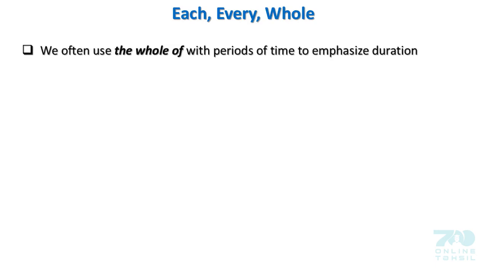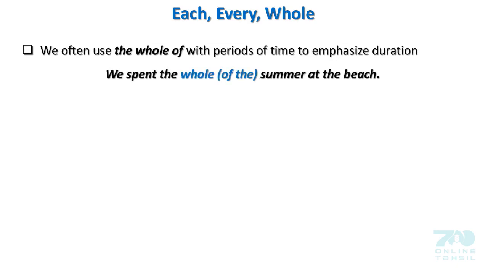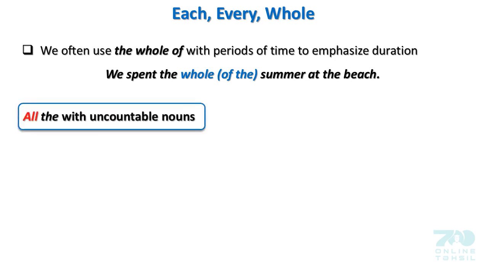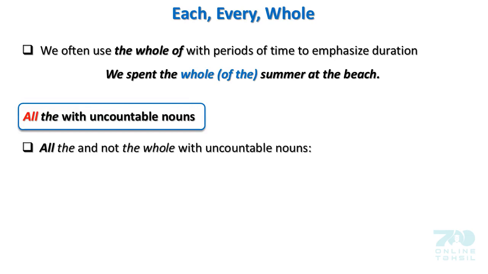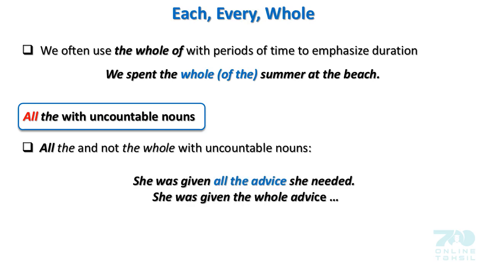We often use the whole of with periods of time to emphasize duration. We spend the whole of the summer at the beach. All with uncountable nouns. We use all there and not the whole with uncountable nouns. She was given all the advice she needed. Not she was given the whole advice. All the equipment is supplied.